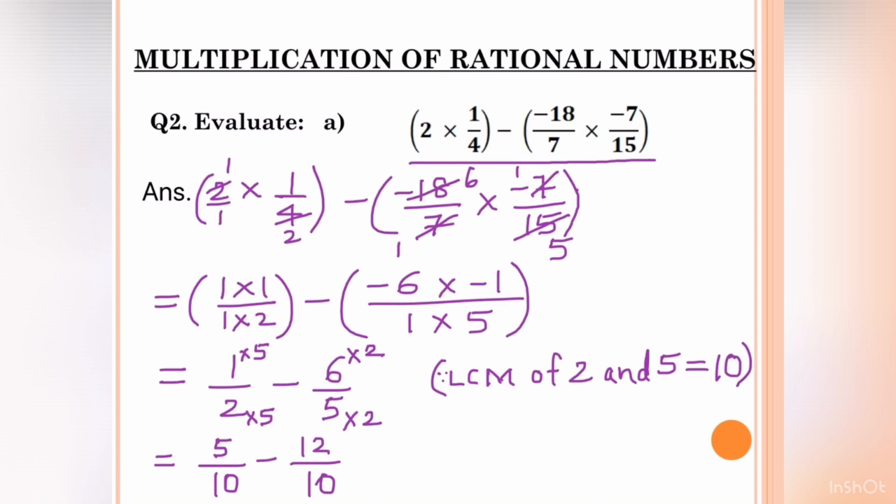Now we have got the same denominators, and now this expression is equal to, common denominator is 10, we will subtract the numerators. Now 5 minus 12 is minus 7, by denominator is 10. Therefore minus 7 by 10 is the answer.